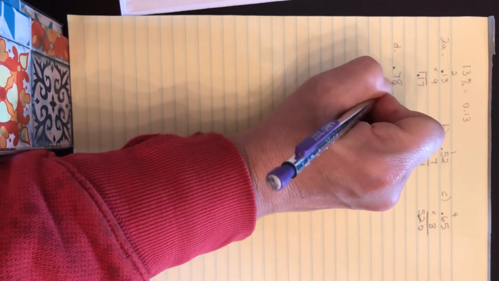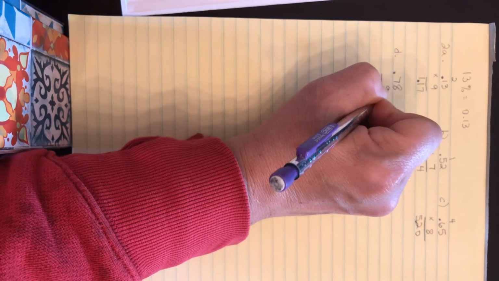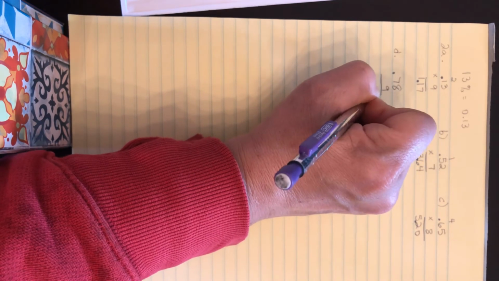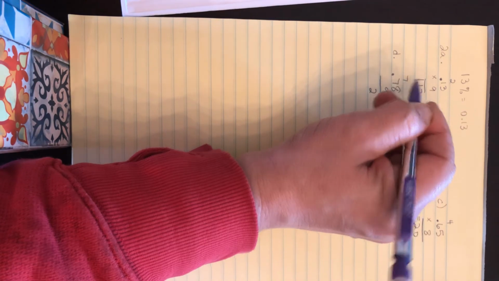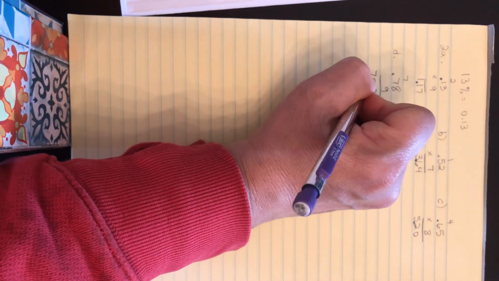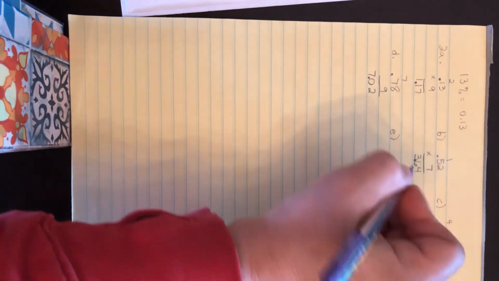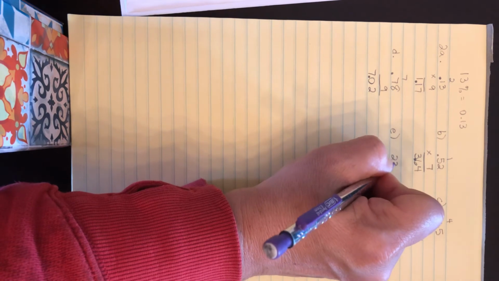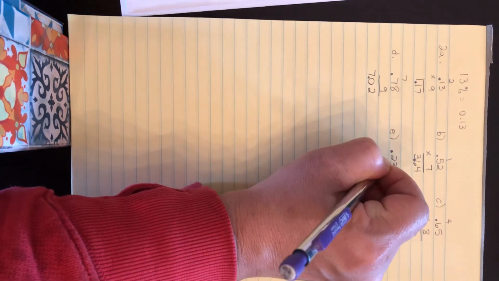D, 78% or 0.78 of 9 is 9 times 8 is 72. Carry the 7. 9 times 7 is 63, plus the 7 is 70. And again, 2 decimal place digits. E, 23% or 0.23 of 42.